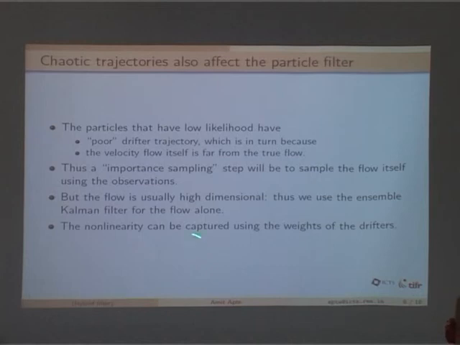But the high nonlinearity of the drifters' motion can be captured by putting actual weights on the drifters. And so this is the idea behind the method that we are going to propose.